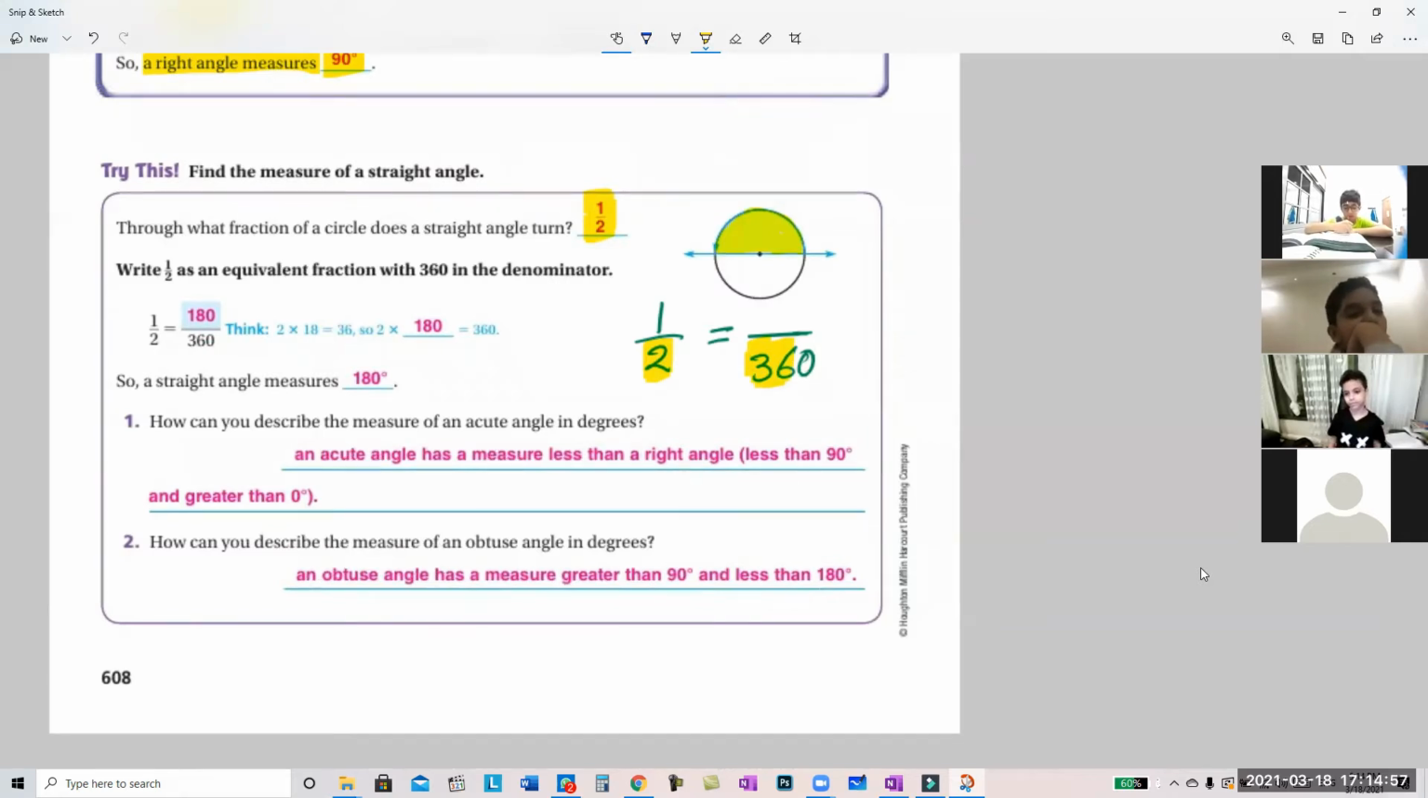So 2 becomes 36. What are we going to do to get 36 here? 2 multiplied by what to get 36? 2 multiplied by 18. I think it will be 18. So 2 multiplied by 18 gives us 36. But don't forget to put the 0. So we're going to put it here.